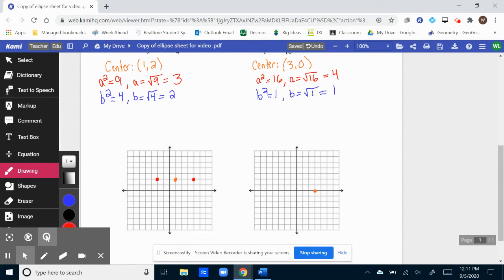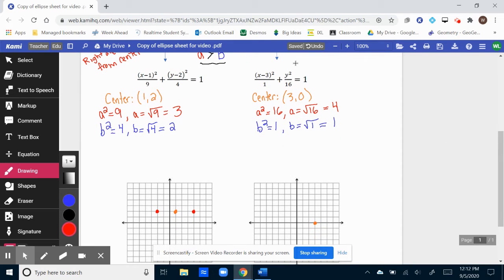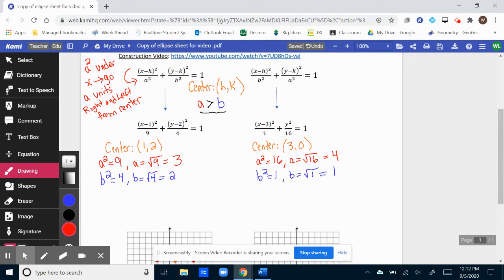Looking at my graph down here on the left, since a was under x, from my center point, I go a units to the right and a units to the left. a was 3, so from that center point, I went 3 units right, 3 units left. I have 2 endpoints here now that you can clearly see. We'll do the same thing on the right. a is 4, but what's different about the right equation is that a squared, the larger value, was under y here, not under x.